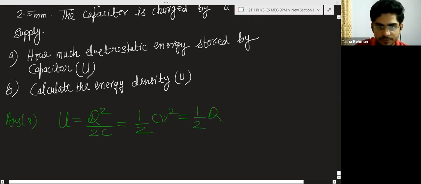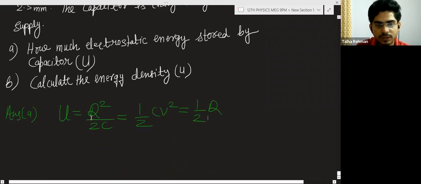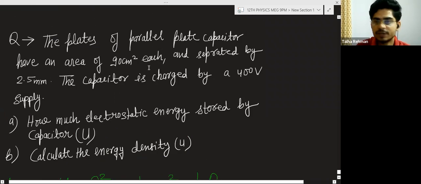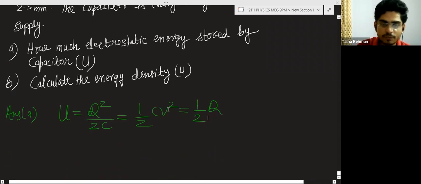So see here, we do not have Q. Q is not given in this question. Capacitance, we can calculate by epsilon naught A by D. So this is QV. What formula will we use? We will use this formula. Why? Because we have capacitance and we have potential.